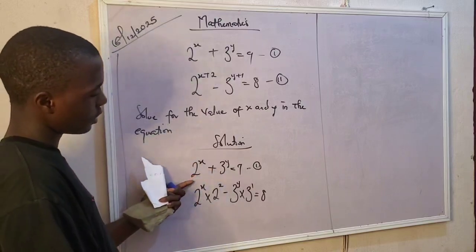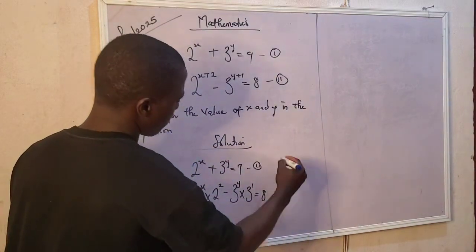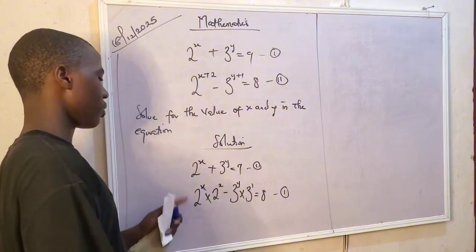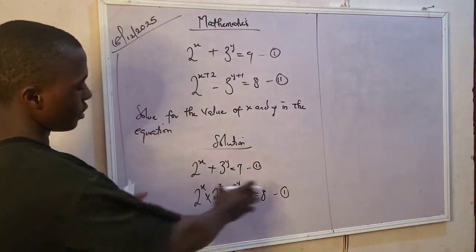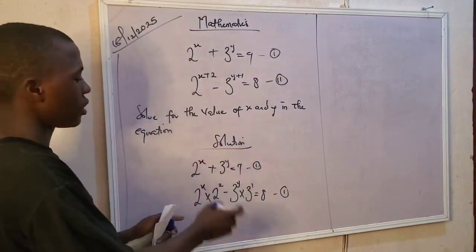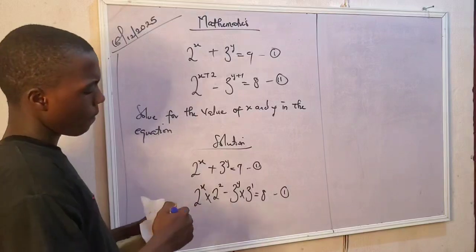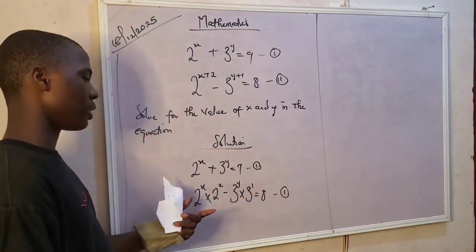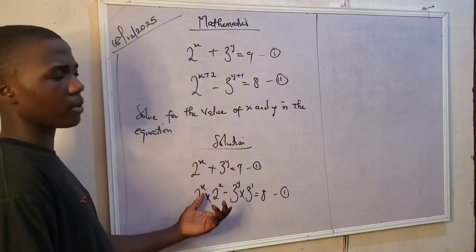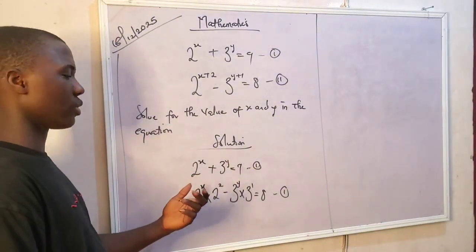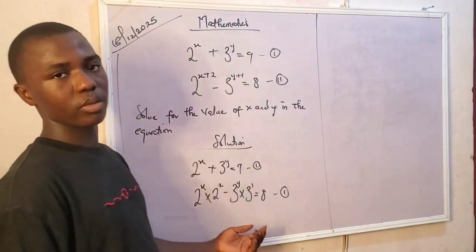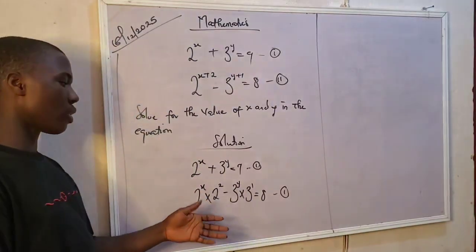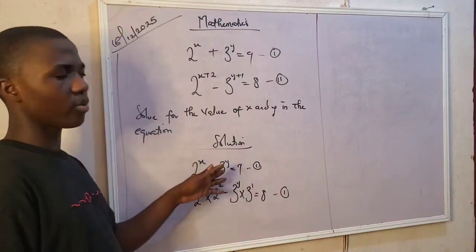So what's next? Our equation 1 is 2 raised to the power of x plus 3 raised to the power of y equals 9. Our equation 2 is already broken down to give us this. So how can we then solve this simultaneously? Ordinarily, we know we cannot solve this using the idea of simultaneous equations. At this point, we can't eliminate, we can't substitute either. So what are we going to do? We're going to replace these values.